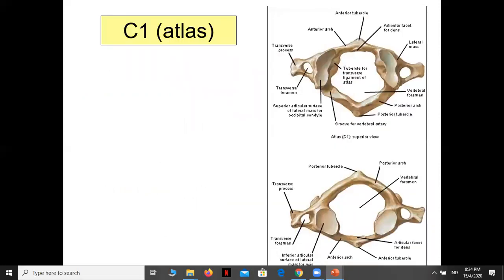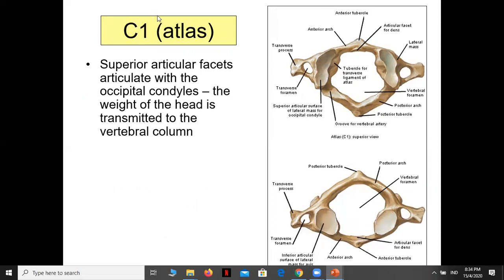Okay, now we're going to move to the atypical cervical vertebra. We're going to discuss the C1, and the other name for the C1 is the atlas. For the C1 or atlas, this is the superior articular surface or superior articular facet. This part articulates with the occipital condyle. I hope you know where the occipital condyle is. And the weight of the head is transmitted to the vertebral column. So these are the features of the C1 atlas.